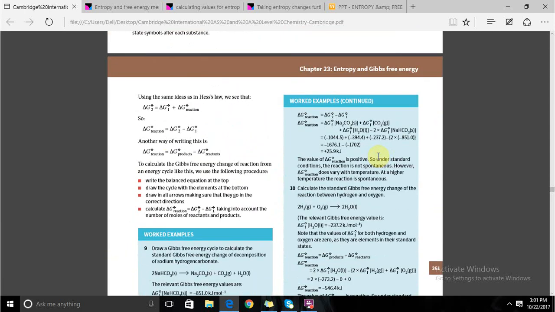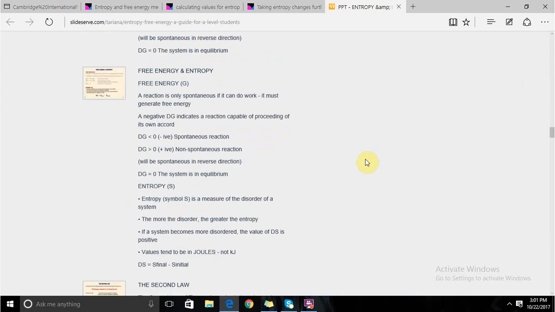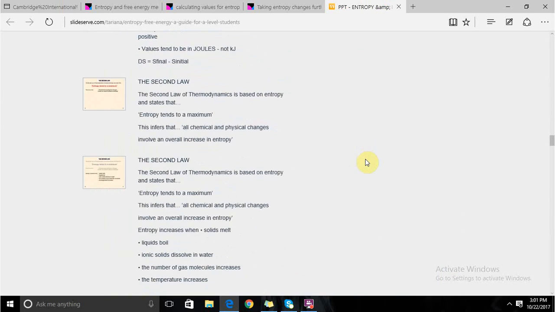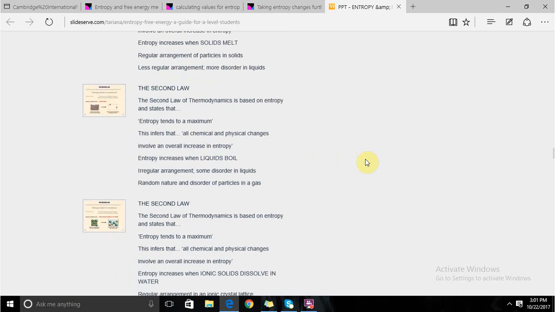Now let us look at the PPT part. Again, this is something you should know, that the second law of thermodynamics states that entropy tends to a maximum, goes in the direction that will make it maximum. And what else?